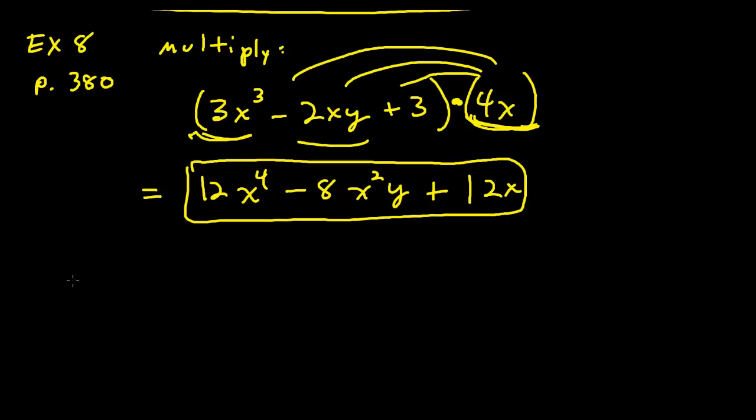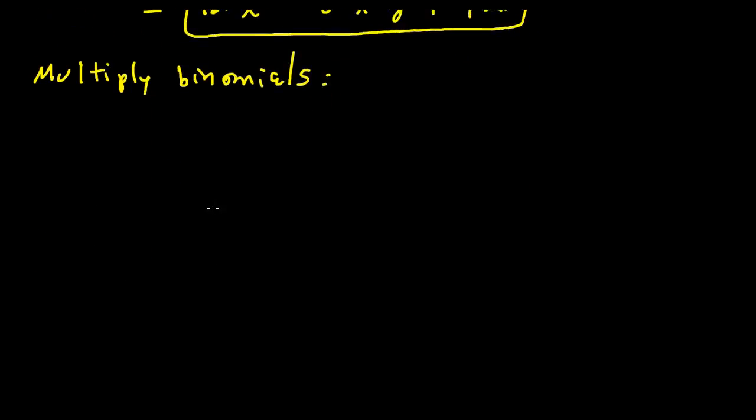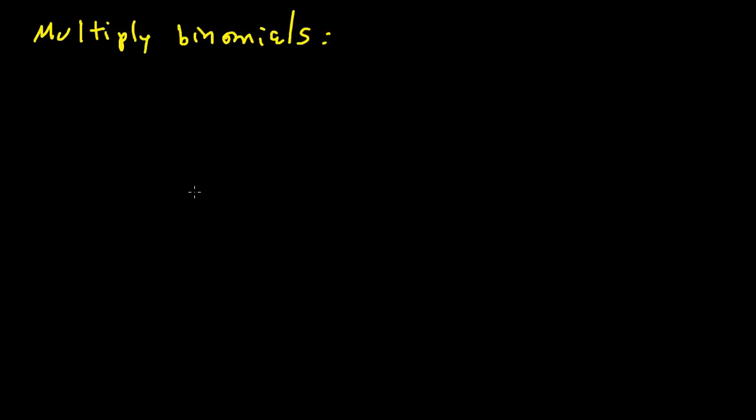All right, next thing I want to talk about is multiplying binomials. If you're multiplying a polynomial by a monomial, well, really all you do is apply your distributive law and, of course, your rules for exponents. When you're multiplying a binomial, or two binomials, well, it's things we've done before, I'm sure. Let's look at example 9 on page 381.